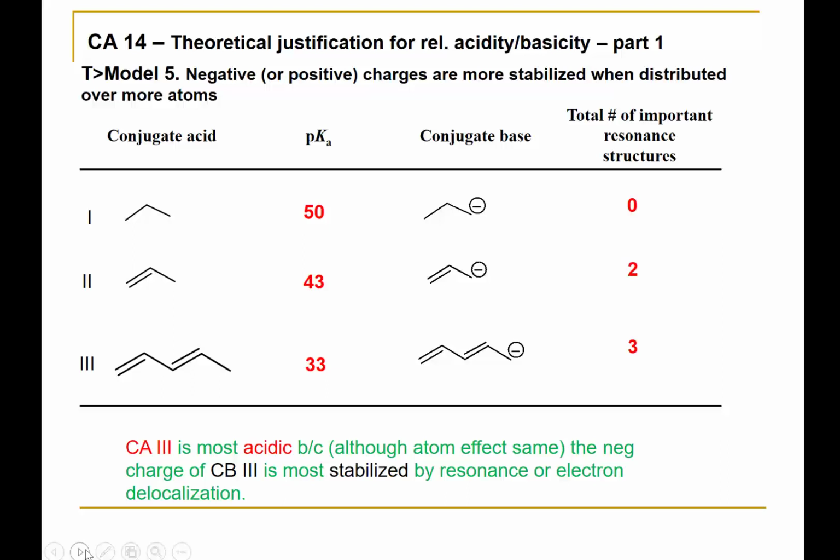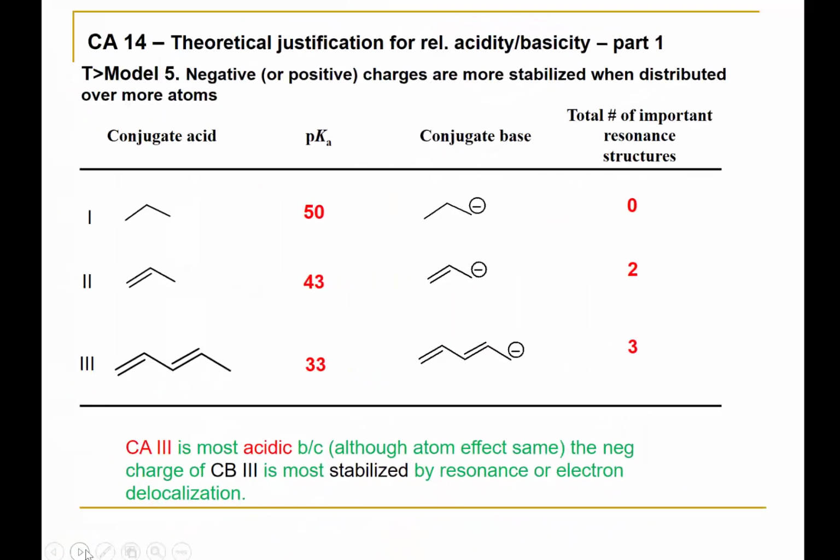So I state here, the conjugate acid 3 is the most acidic because, although the atom effect is the same, and so I acknowledge that all of the conjugate bases have negative charge on carbon. So I do state here, although the atom effect is the same, the negative charge of conjugate base 3 is the most stabilized. And it's most stabilized by resonance, or we can also refer to that as electron delocalization.